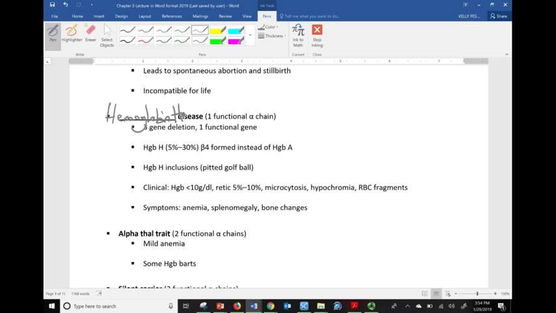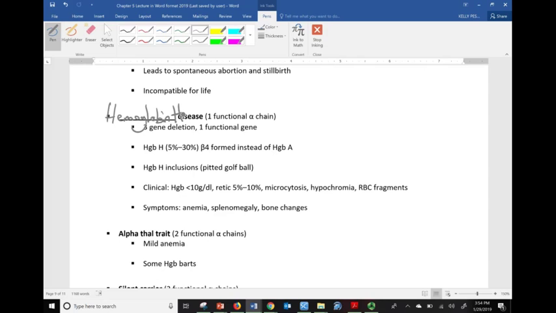So because you have an excess of beta chains and no alpha chains, and those beta chains all stick together to one another and they fuse, and then you get hemoglobin H. So it's non-functional and it can't carry oxygen. So hemoglobin H makes clumps in your red cells.